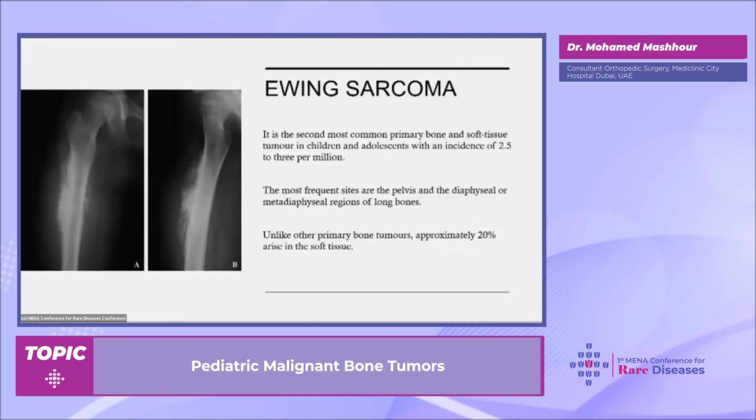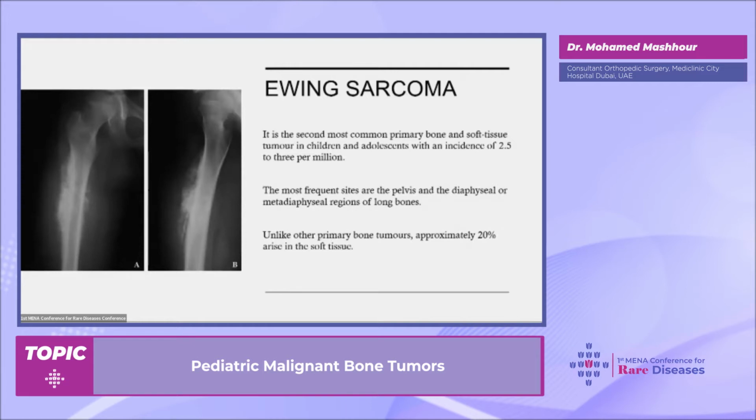It is the second most common. The incidence is 2.5 to 3 per million. Most frequently seen, as we mentioned, osteosarcoma prefers around the knee and metaphyseal areas, whereas Ewing sarcoma prefers shafts, diaphyseal areas, and the axial skeleton. So the preferred sites would be the shaft of the femur, the shaft of the tibia, the shaft of the fibula is very common, and in the axial skeleton, the pelvis is very common, and the scapula. These are the most common sites of Ewing sarcoma.